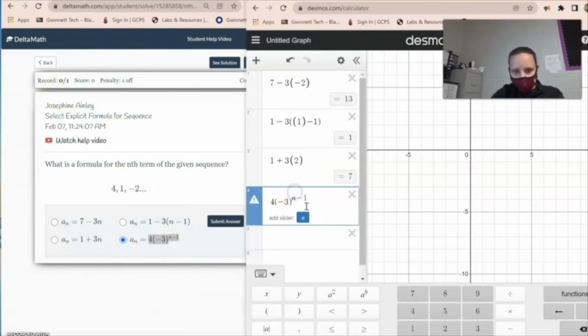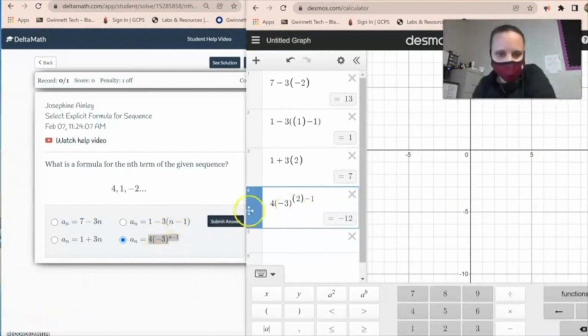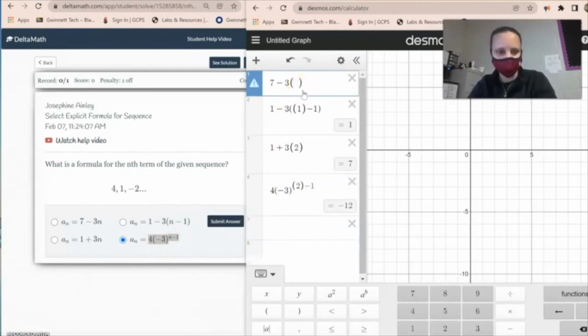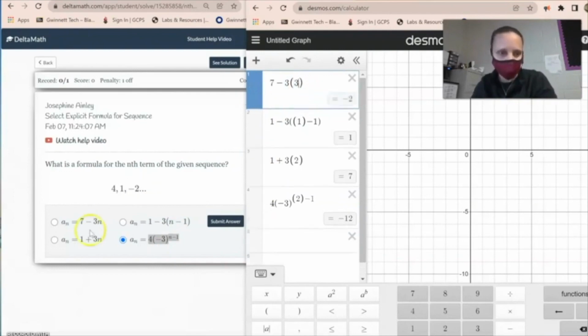But I'm going to check. Again, where n is, you put parentheses, and then you put in the number. When n is 1, I get 4. When I put the second one, do I get 1? I do not. So that wasn't the answer, and I must have made a mistake. Why did I put negative 2 here? It must have been 2. So I'm going to check again. If it's 1, it's 4. If it's 2, is it 1? Yes. And if it's 3, it's negative 2. So the answer is actually A.